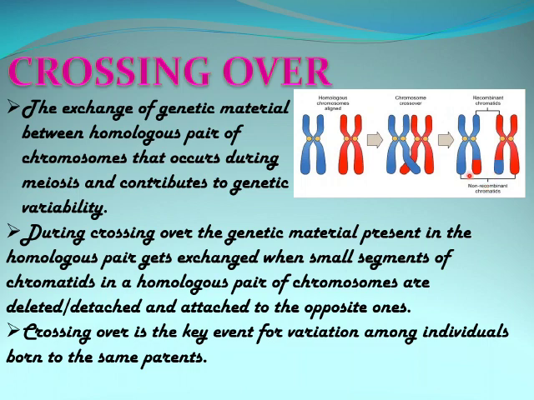That is, they detach from the maternal chromatid, a part is shifted to the paternal, and from the paternal chromatid, one part is shifted to the maternal chromatids, which we call non-sister chromatids. So during crossing over, the genetic material present in the homologous pair gets exchanged when small segments of the chromatids in a homologous pair of chromosomes are detached and get attached to the opposite ones. Crossing over, as explained, is a key for variation among individuals born to the same parents.